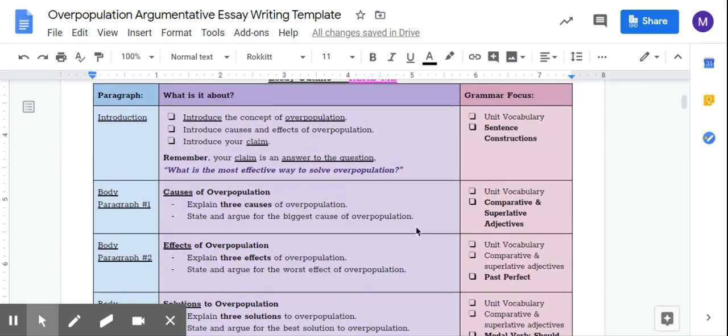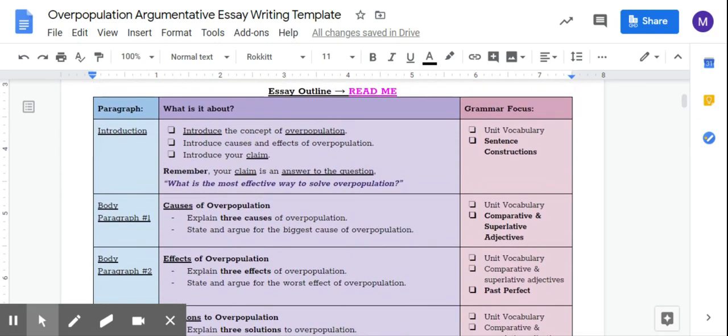In body paragraph number 1, you will be discussing the causes of overpopulation. So explain 3 causes of overpopulation. Then you will state and argue for the biggest cause of overpopulation. The grammar focus of this paragraph will be your usage of comparative and superlative adjectives.